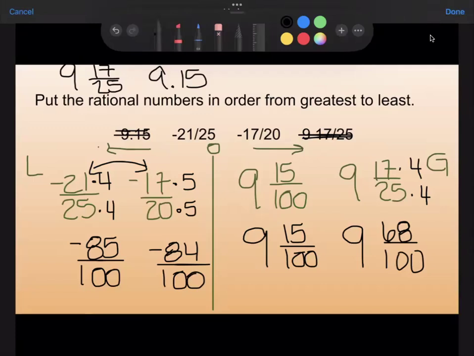Oh yeah, we switched these two. So it's actually going to be, you know what, I'm going to switch them back. I'm going to write what they're equal to. That one's equal to that, and that one's equal to that. Okay, I'll make it a little bit easier. So that means the next one in the order would be the -21 over 25. And then the last one would be the -17 over 20. So this should be the order from greatest to least.